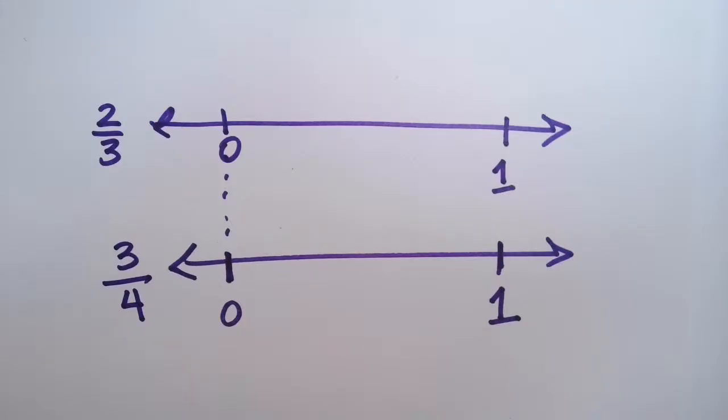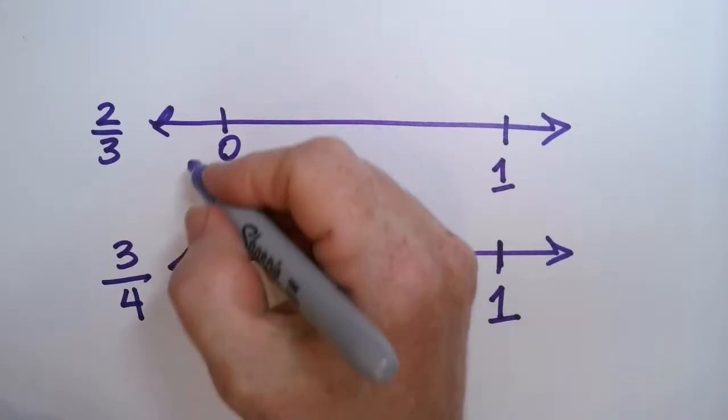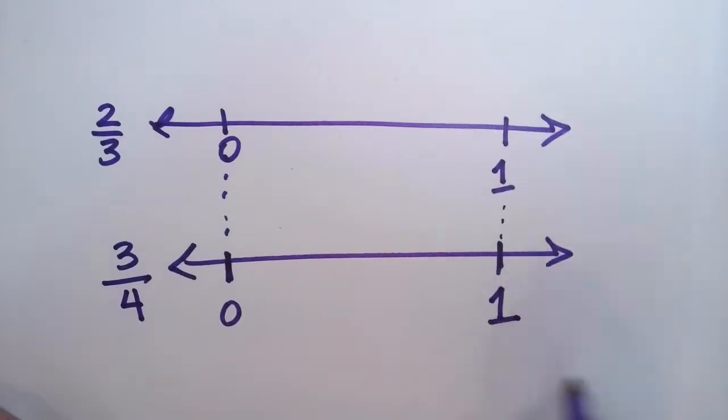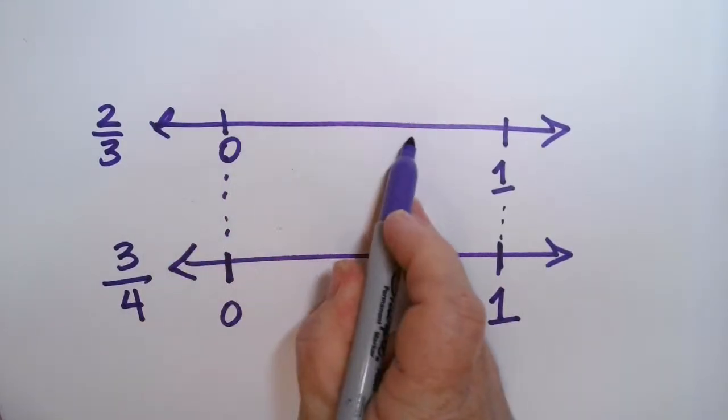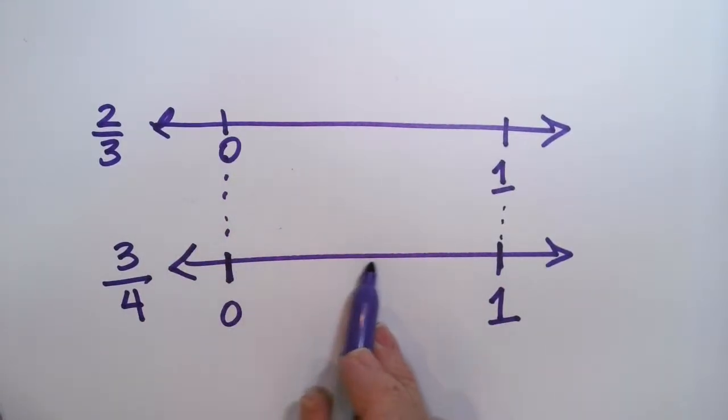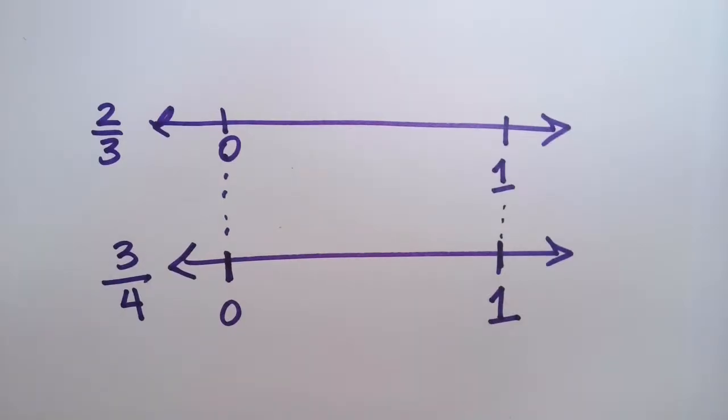Okay, so go ahead, you do this first. So the 0s line up and the 1s line up. Draw me a line that's 2/3, and draw me a line that's 3/4. I'll give you about 10 seconds. Go for it.